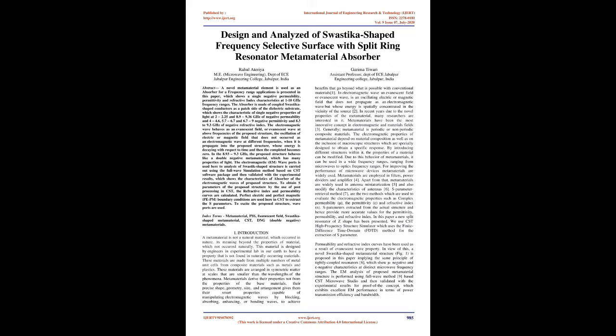The electromagnetic wave behaves as an evanescent field, or evanescent wave, at the above frequencies of the proposed structure, the oscillation of electric or magnetic field that does not occur as an electromagnetic wave at different frequencies when it is propagated into the proposed structure, whose energy decays with respect to time and then becomes zero. In the 8.93 to 9.3 GHz range, the proposed structure behaves like a double negative metamaterial, which has many properties of light.